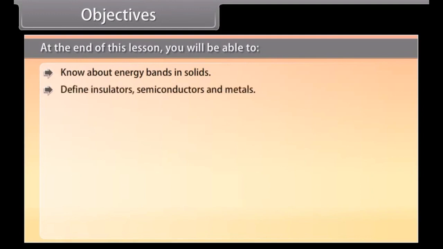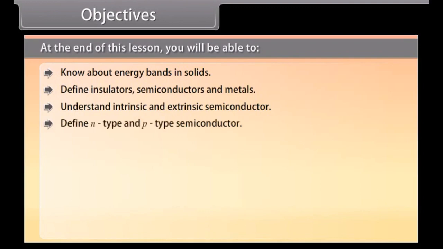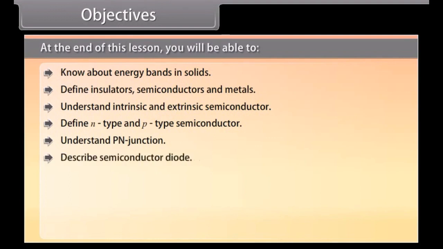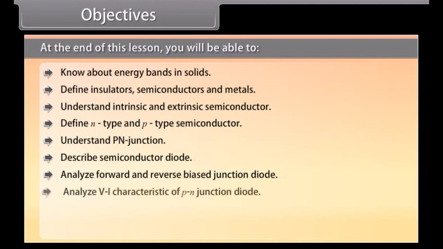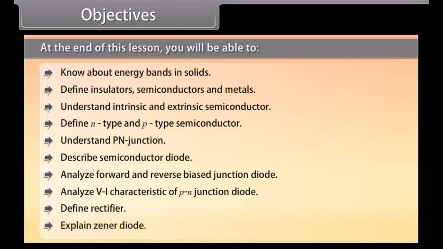Objectives. At the end of this lesson, you will be able to know about energy bands in solids, define insulators, semiconductors and metals, understand intrinsic and extrinsic semiconductors, define N-type and P-type semiconductors, understand the P-N junction, describe the semiconductor diode, analyze forward and reverse biased junction diode, analyze the VI characteristic of a PN junction diode, define rectifier, and explain Zener diode.